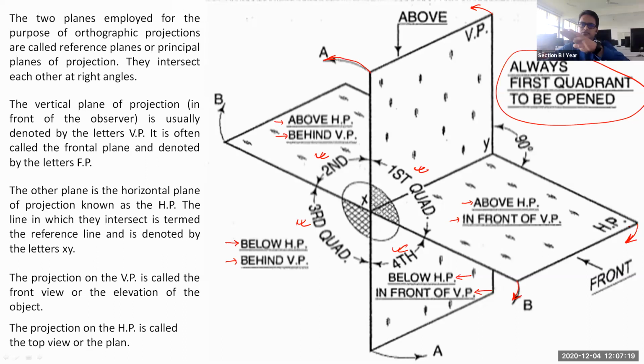So we are getting one above reference line, below reference line. Now think this plane or this surface, it is opened in above side. It will be open in above side, and this will be open in this direction.